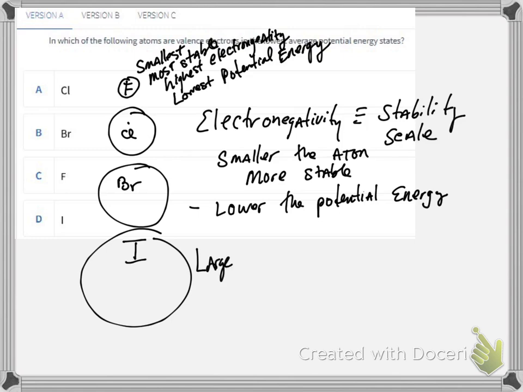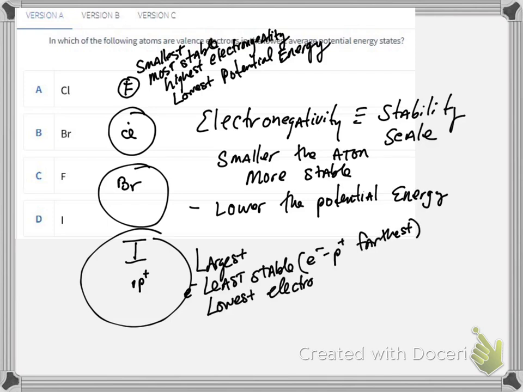Come down to iodine. It's the largest, so it's the least stable, meaning the electron and proton are the farthest apart. It has the lowest electronegativity, which also means it has the highest potential energy, right?